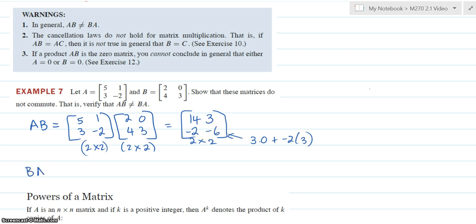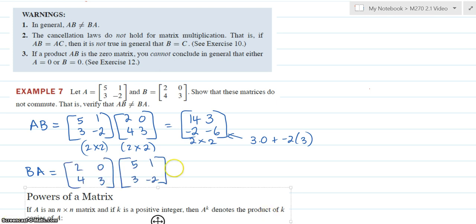If I take B times A, do I get the same thing? It turns out not. If we multiply these, what do you get? First row, first column: 2 times 5 is 10, plus 0. And this one would be first row, second column: 2 plus 0, which is 2. And then the next one is second row, first column, so that would be 20 plus 9, 29.